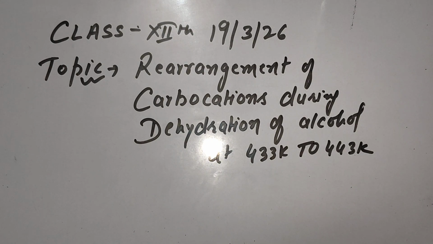Hello everyone, class 12 topic is rearrangement of carbocations during dehydration of alcohol at the temperature ranging from 433 Kelvin to 443 Kelvin. We know in this reaction alkene will be the product. Mechanism we have already discussed in previous video in which we found the intermediate was carbocation. Now we know carbocations are able to rearrange themselves. If a lesser stable carbocation is generated and there is a possibility to become more stable, it will rearrange itself. Those reactions we are going to discuss in this video.